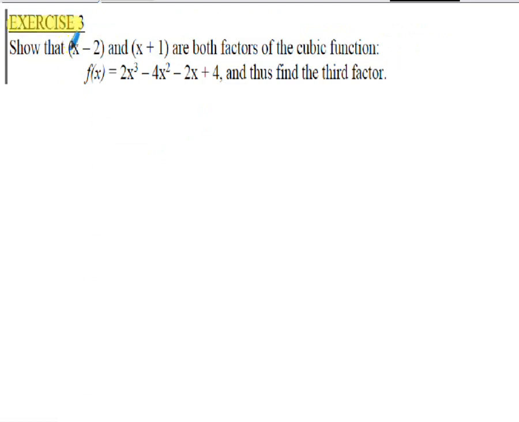Exercise 3: you're asked to show that x minus 2 and x plus 1 are both factors of the cubic function f of x equal to 2x cubed minus 4x squared minus 2x plus 4. We then have to find the third factor. I would encourage you to stop the presentation here and apply the method shown in the previous example to help you solve this problem. Firstly, you have to show that the x minus 2 and the x plus 1 factors are indeed factors of the function given. And then you have to find the third factor. Full solution shown on the following slide.